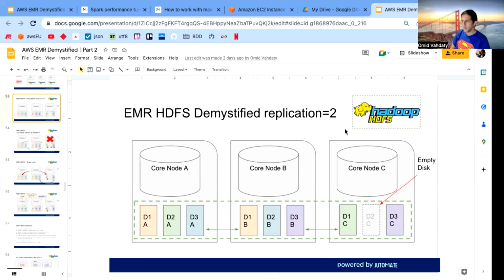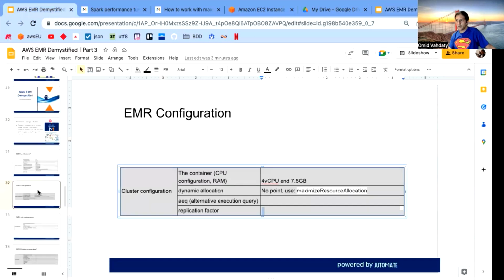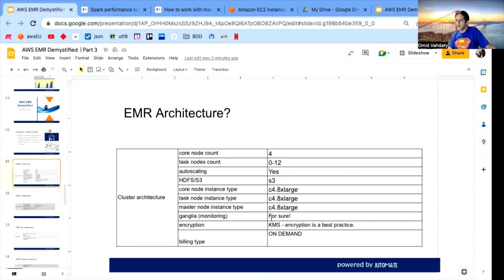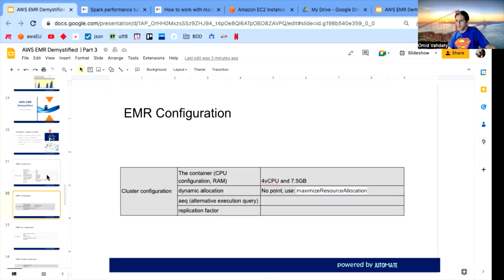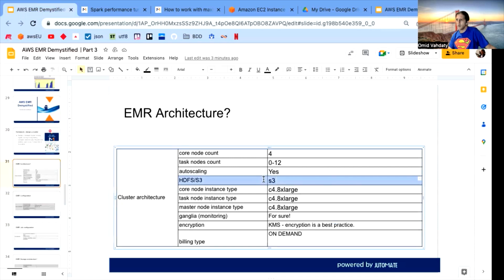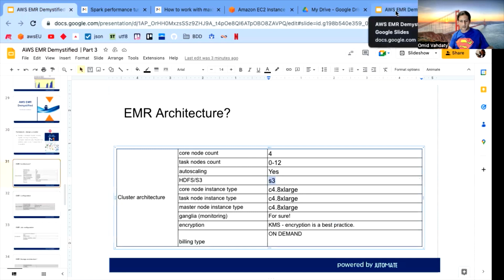You're right, but I want to put your attention on one thing. Replication factor usually entails Hadoop file system. Did we choose HDFS or S3 in our setup? What did we choose? We chose S3. Right. So what's the replication factor for S3?